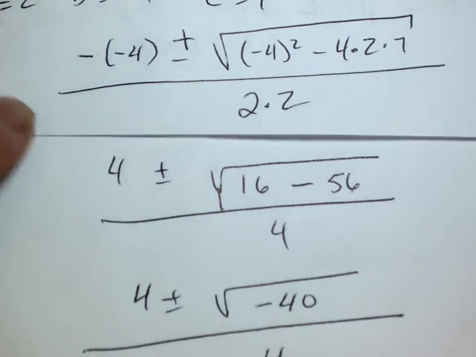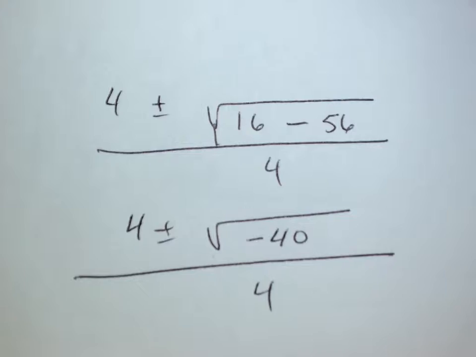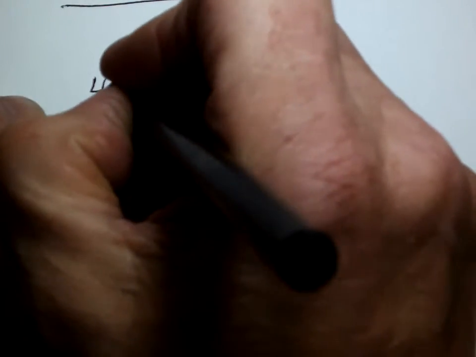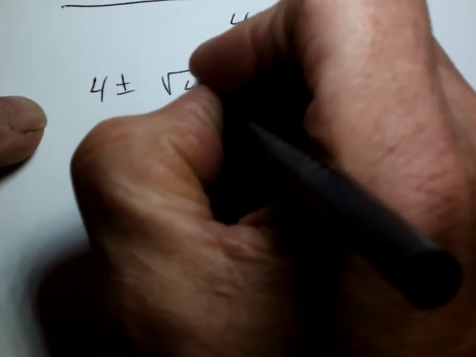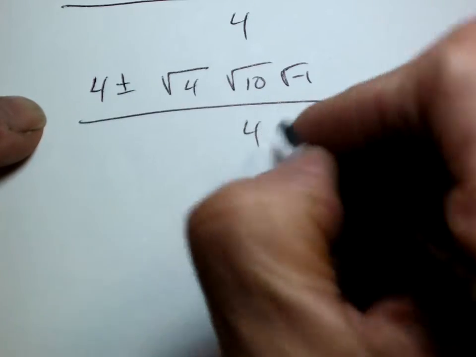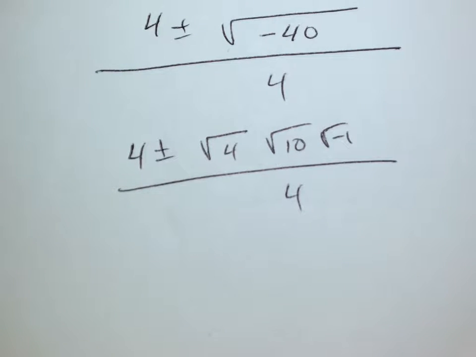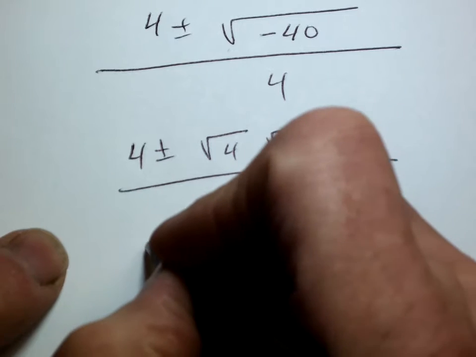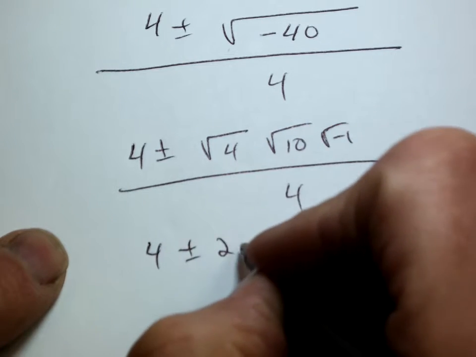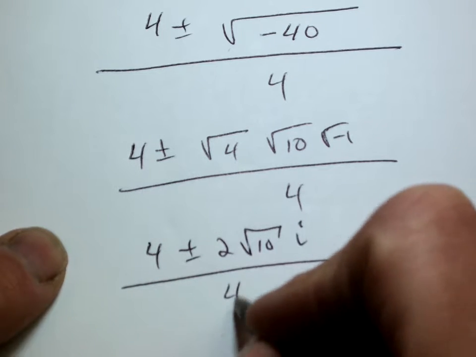Now, automatically, I know I'm going to have an i answer. So let me break this down. 4 plus or minus the square root of 4, square root of 10, square root of -1 all over 4. So I'll show you where the i is coming from, which is going to be 4 plus or minus 2 square roots of 10i all over 4.